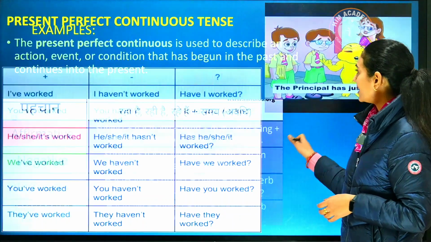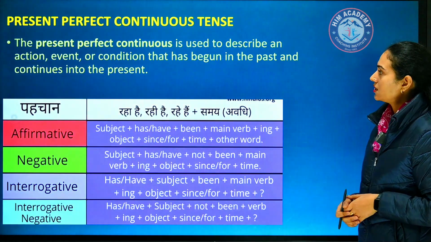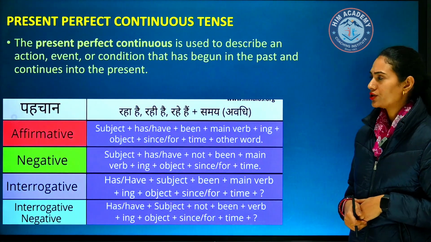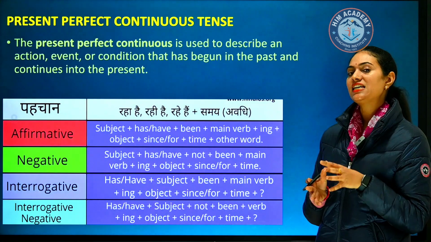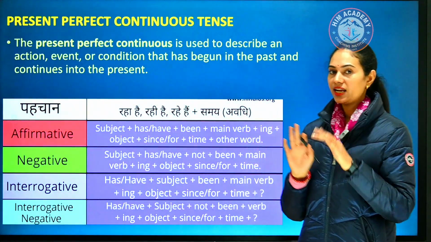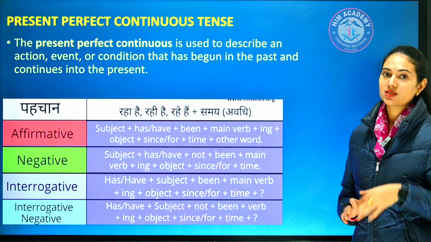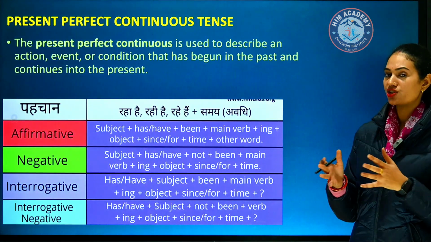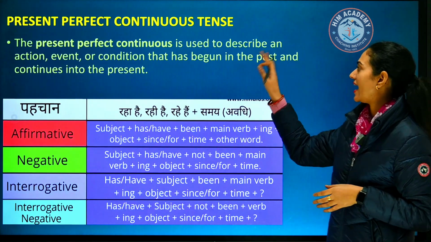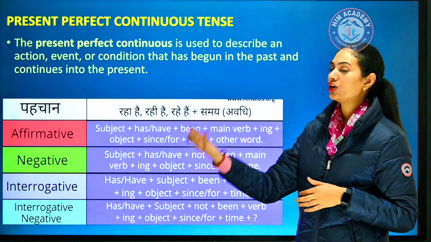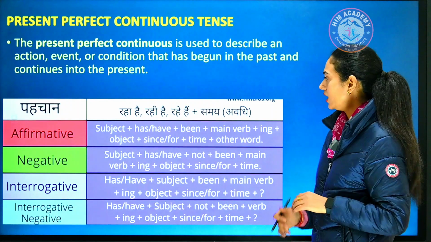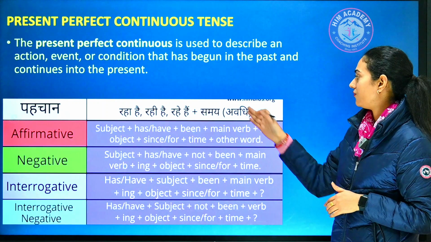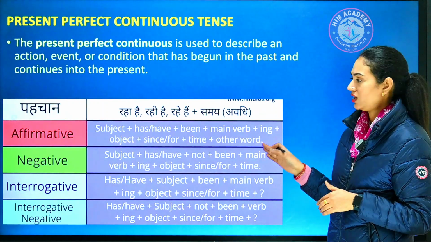So students, last in this present form, we have present perfect continuous tense. Perfect continuous basically is a mixture of incomplete or progressive tenses collectively. Present perfect continuous is used to describe an action, event or condition that has begun in the past and continued in the present. Okay. So raha hai, rahe hai, etc., with time, we use in Hindi.